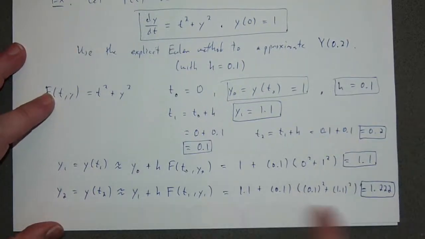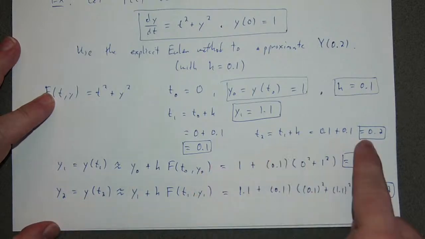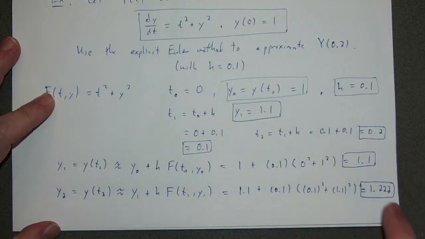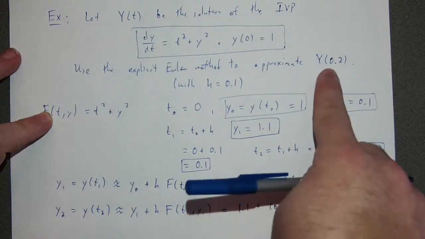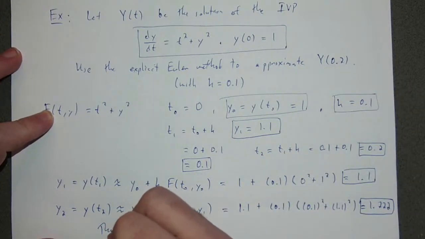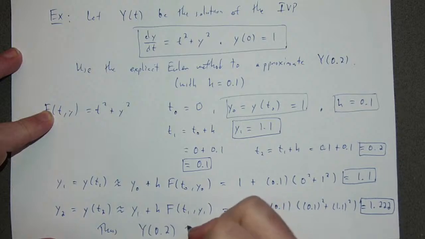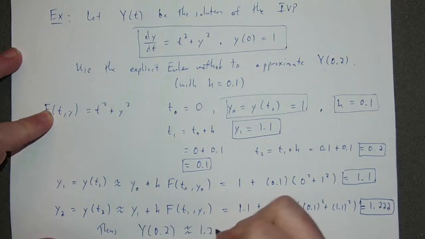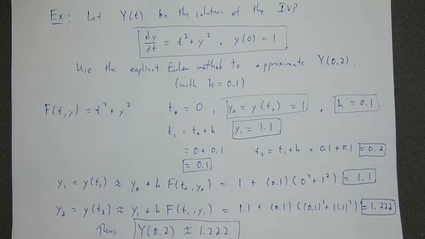But what did we say with this line? Y sub 2, which is y of t sub 2, that's y of 0.2, is approximately equal to 1.222, but that's exactly what we were asked to approximate. Thus, big Y of 0.2 is approximately 1.222. Okay.